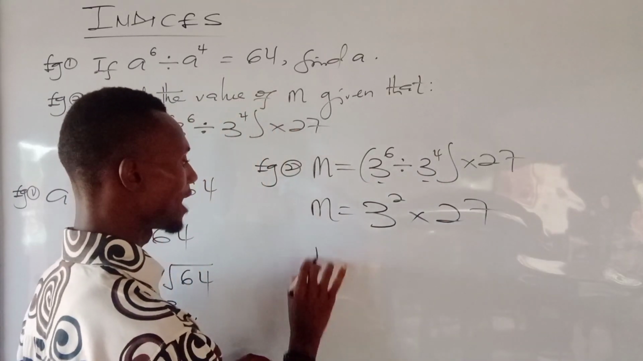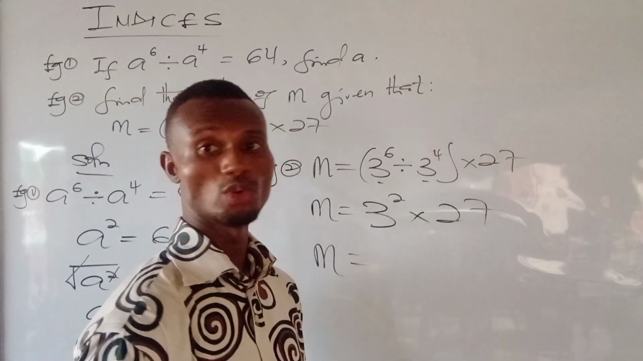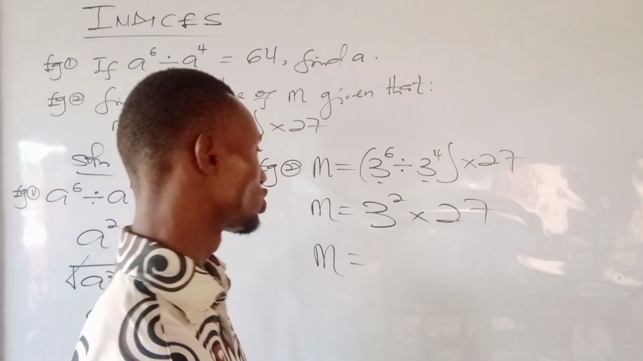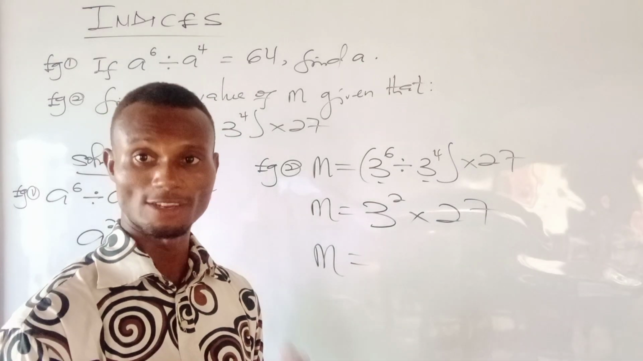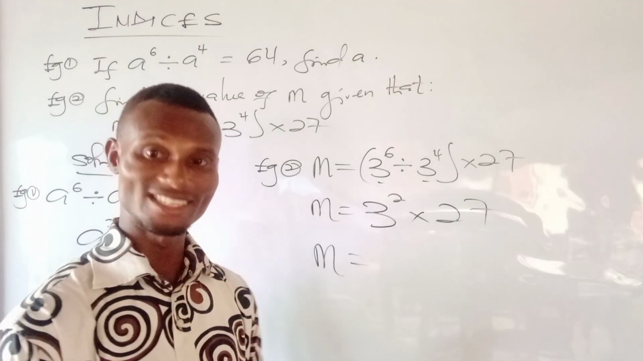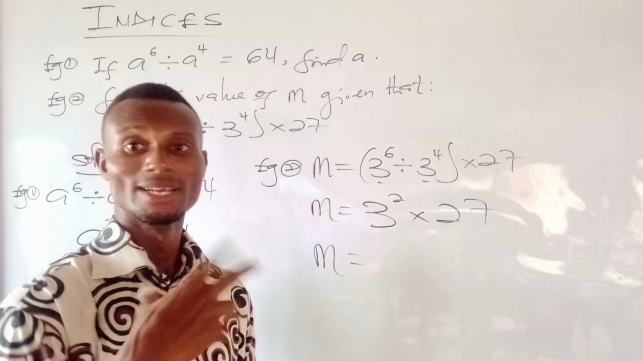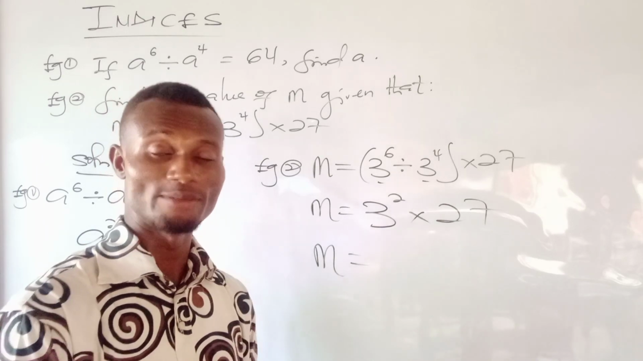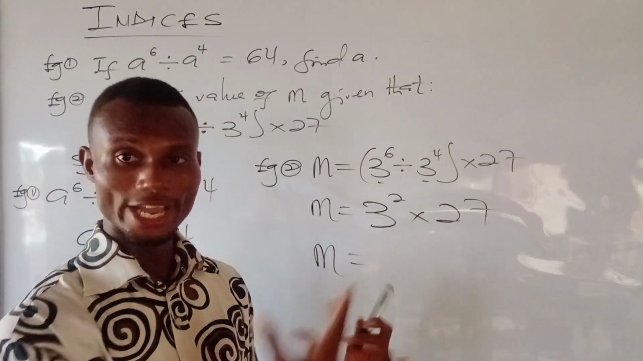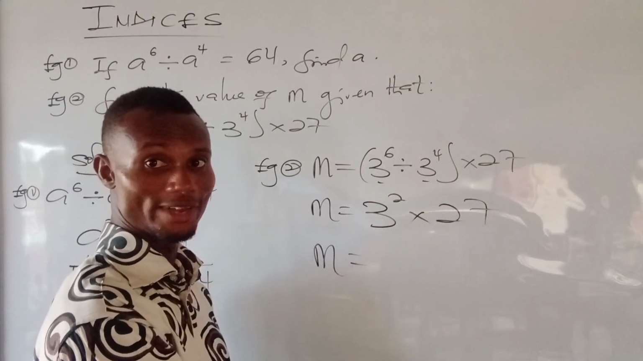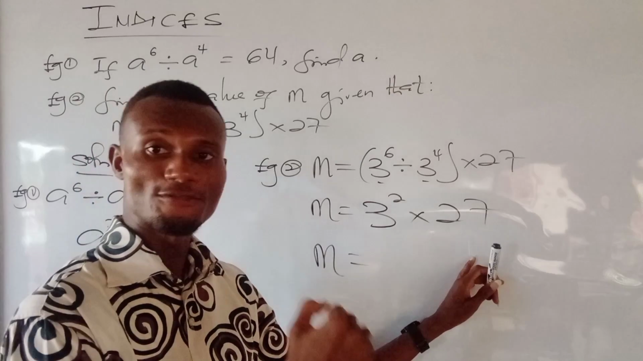Now we have our m equals. For us to simplify this one, there are two ways you can choose to do it. You can choose to do this 3 to the power 2. 3 to the power 2 means 3 is multiplying itself 2 times. Please, 3 to the power 2 doesn't mean 3 times 2. No. Most students make that mistake. So 3 to the power 2 means 3 is multiplying itself 2 times, which is 3 times 3, and that is 9. So you can simplify this one as 9 times 27, then you solve further and get your answer. Or you can choose to write this 27 so that it will have the base 3.